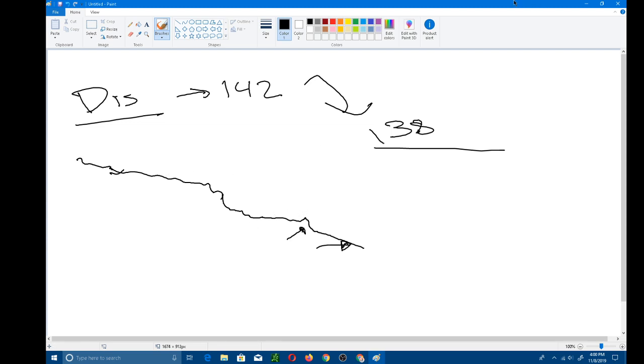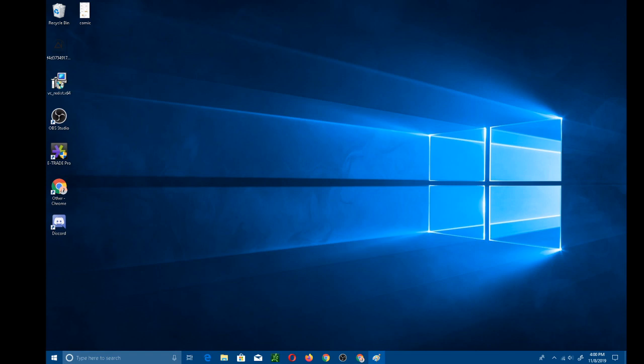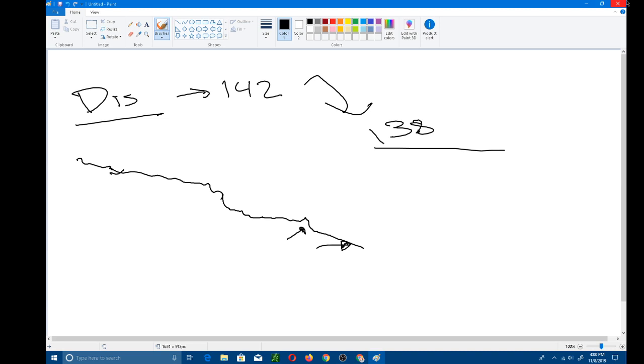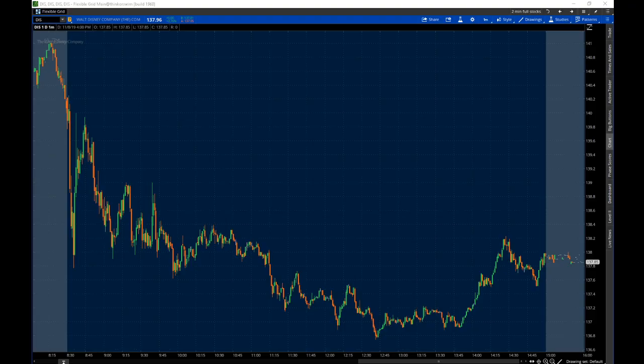Actually, you know what? Let me actually have the actual stock up, because that will make this a lot more fun. Let me think. So I'll just minimize this. All right, cool. So Disney. I'm just maximizing the chart. All right, here we go.